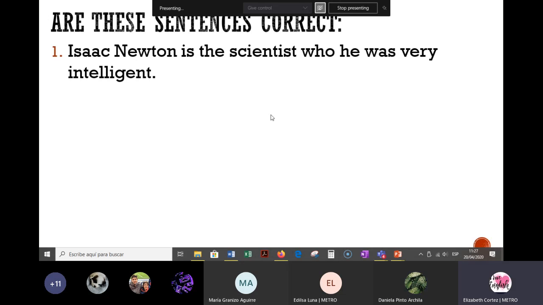But this sentence has something incorrect. Can you identify? After who, it has a he. Exactly. You don't need a he here because you are already mentioning that you're talking about Isaac Newton, who is the scientist. So you don't need to add anything here, only the relative pronoun and the verb. Who was very intelligent. So this sentence has the three essential parts, but has an extra word that we don't need. So if this sentence were 2 points, you would have minus 1 point for including a word that you don't need.